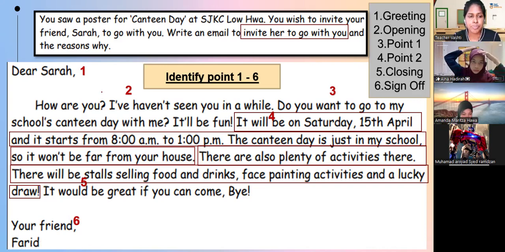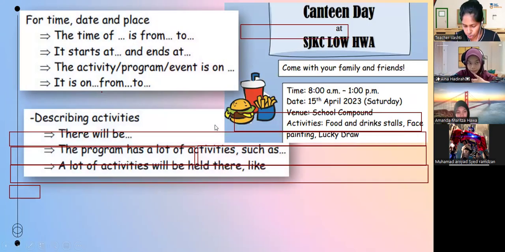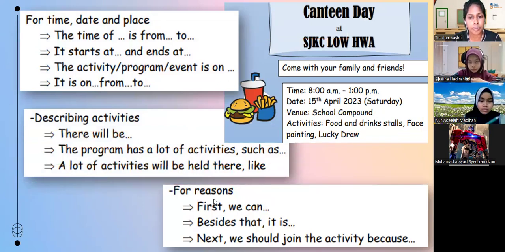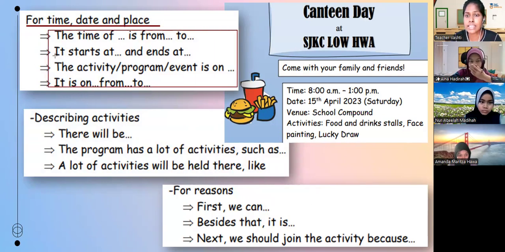Now you have all points, number 1 to number 6, and it will be easy for you to answer. These are sentences that you can use in your writing. For example, for time, date and place, if you want to tell the time, date and place, you can use any of these.